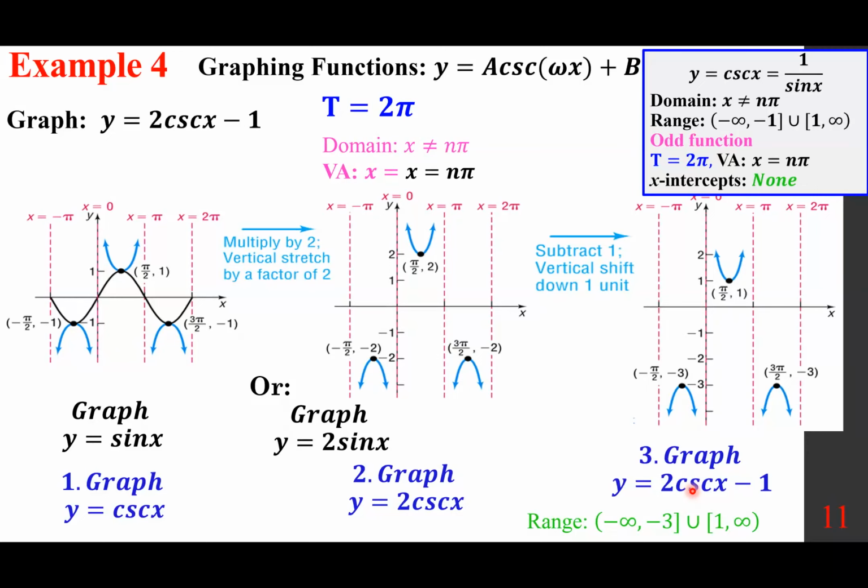So what would be the period for this? For secant and cosecant, the period is just like sine and cosine. Because it's cosecant of x, you find the period by dividing by the coefficient of x. Since the coefficient of x is 1, the period doesn't change.